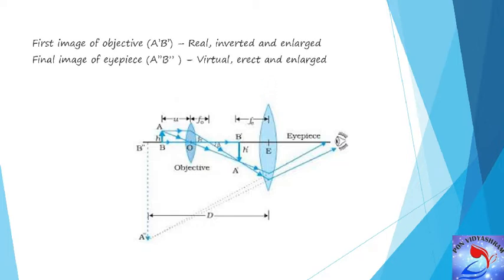First the light will enter through the objective from the object, and the first image will be at A dash B dash. It will be real, inverted and enlarged. Again this will act as the object for the eyepiece. Now the eyepiece works like a simple microscope, and you get a virtual, erect and enlarged image, which is at A double dash and B double dash.